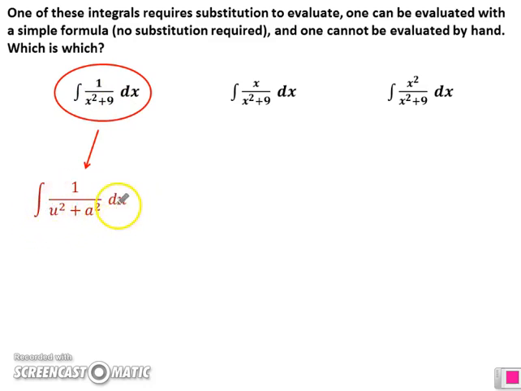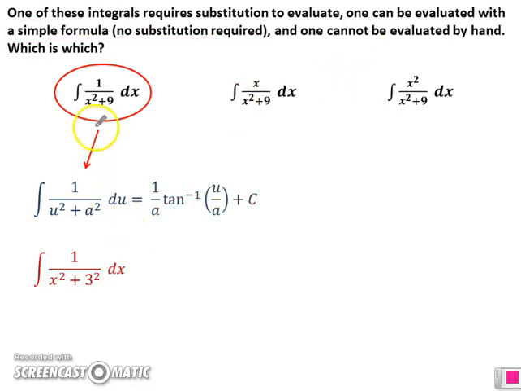When you have squares being added in the denominator, it's actually the inverse trig formula for integration, which is 1 over a, and a in this case would be 3 because it's the number that you're squaring to get the 9. And then u over a. u is x in this case, a is 3 again. So we can literally just plug this right in. This is the one that is a simple formula, no substitution required. So we can rewrite x squared plus 9 like x squared plus 3 squared and plug that right in.